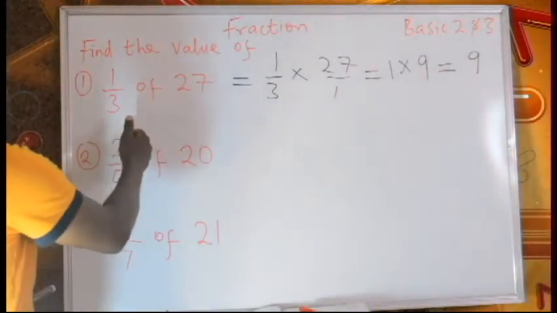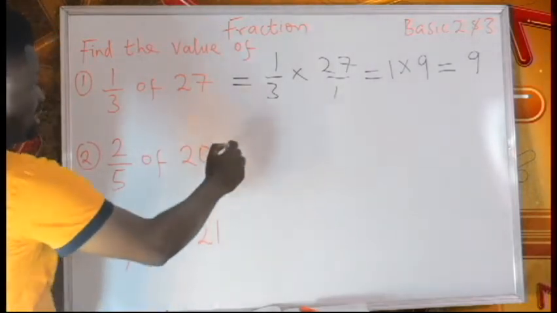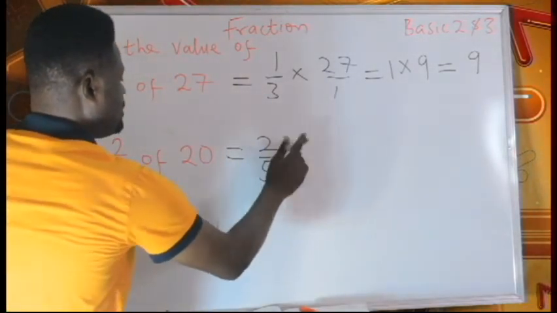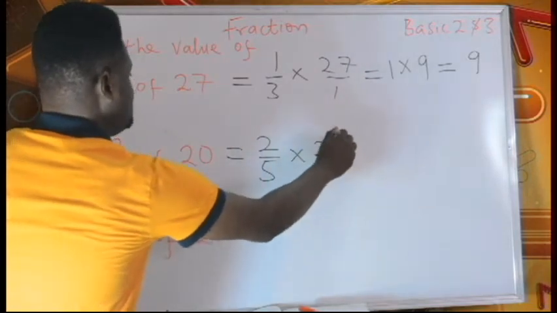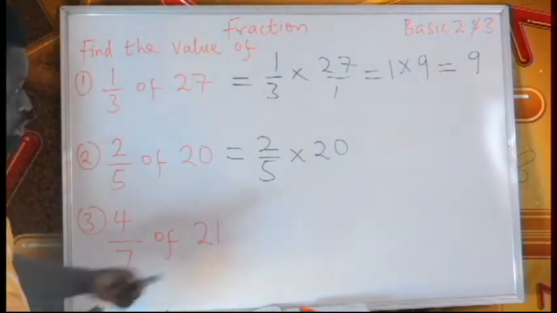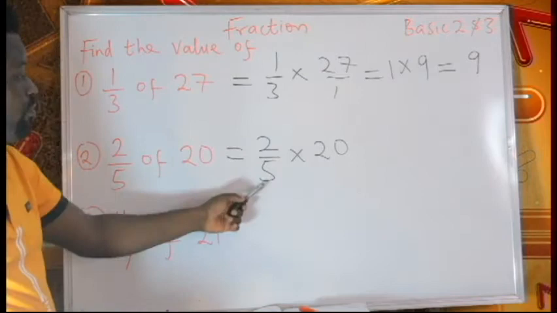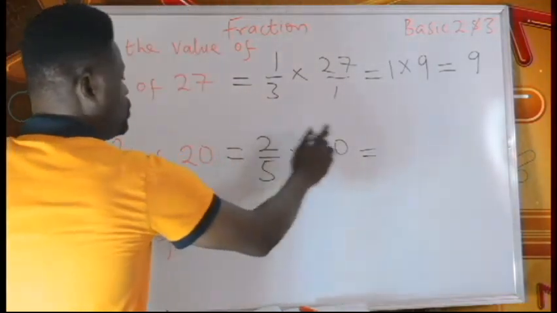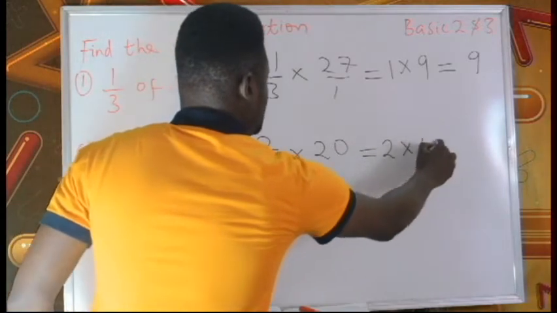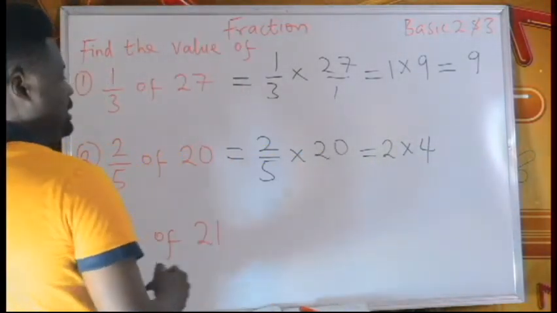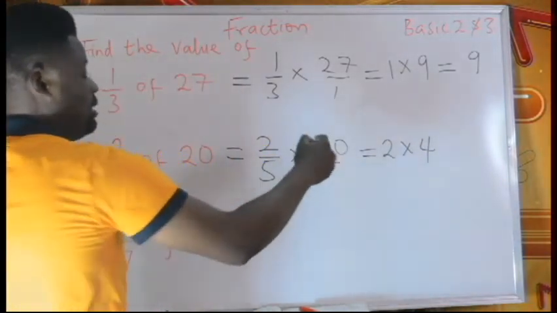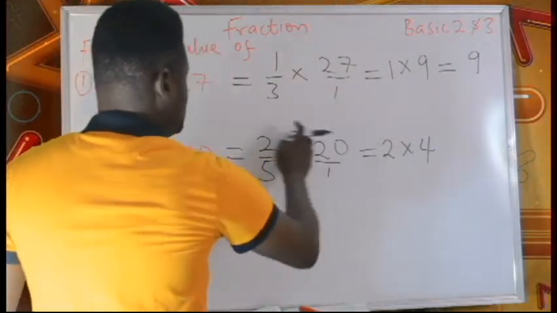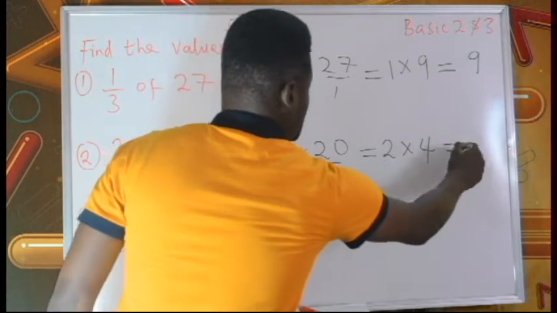The same here, 2/5 of 20 is the same thing as 2/5 times 20. So 5 in 20 is 4. So this will give us 2 times 4. The 4 is from the 20. If you want to put over 1, you can put it, but it's not compulsory. 5 in 20 is 4, then 2 times 4, and that will be 8.